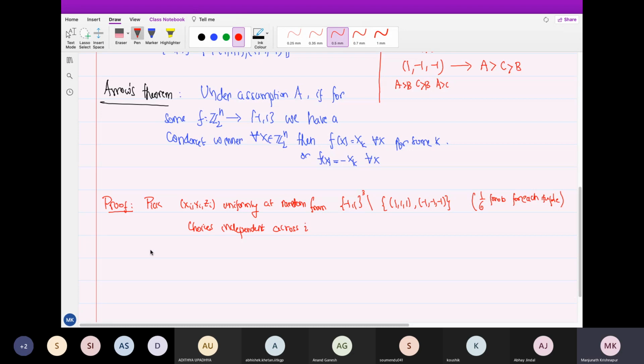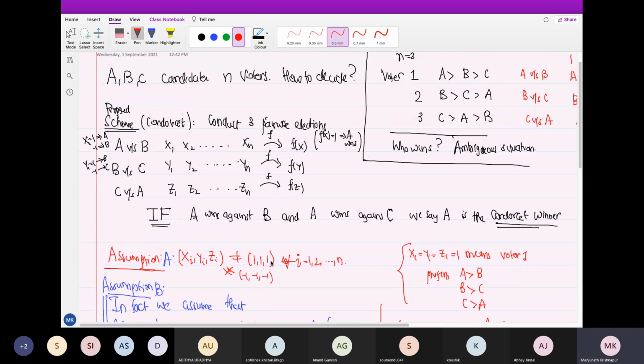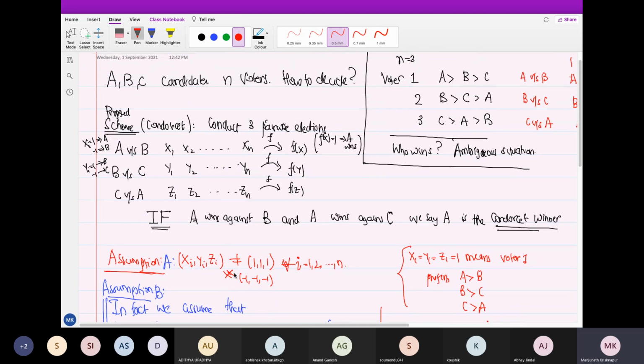And now we will calculate the probability. So what is the probability that there is no Condorcet winner? That depends on the decisions fx, fy, fz. And exactly the same way, if all of them are equal, that is when we are in doubt. If fx, fy, fz are all 1, then a is preferred to b, b is preferred to c, c is preferred to a. And if all of them are -1, it's the reversal. But every other possibility is fine.